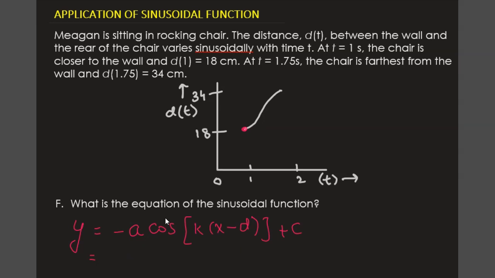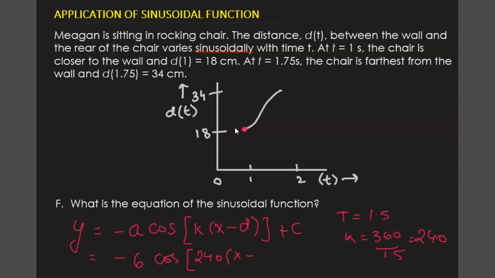The amplitude that we found out in the previous part was 6. So I'm going to put an a as 6. K value we have not found out, but we know the time period is 1.5. So K is 360 divided by 1.5. That would give us 240. So K is 240.